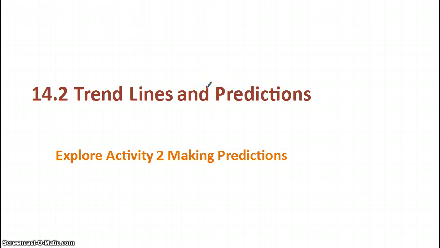So as we went forward, we looked at what we call a trend line, which is a line that we use to determine the slope or the equation of the actual data set, and see if we can make predictions, and we use this trend line to do so. So this is where we are now. We want to take a look at Explore Activity 2 and determine how we can make predictions with our trend line.